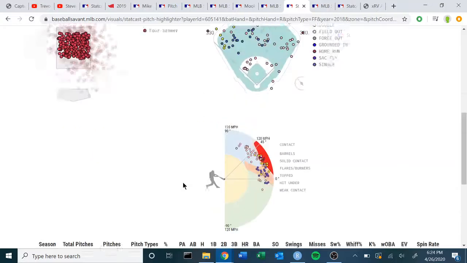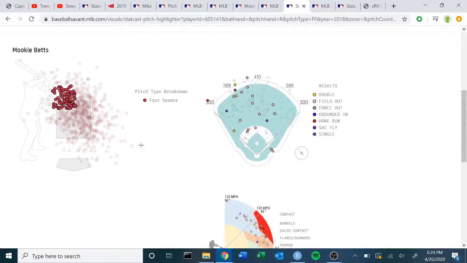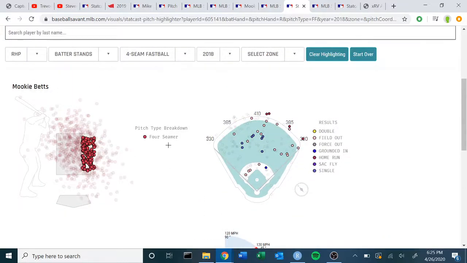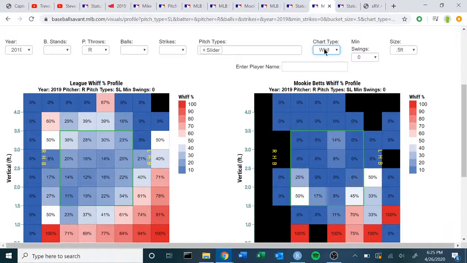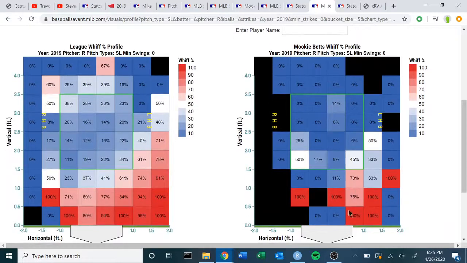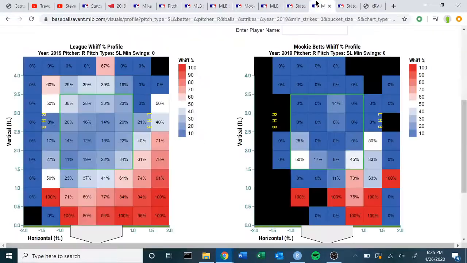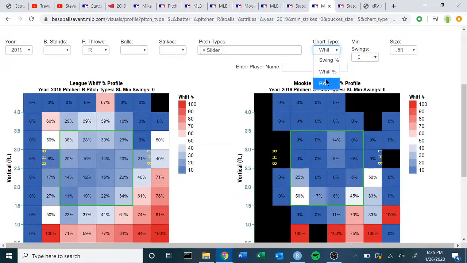His wOBA is .493, which is very good. If we look at fastballs up and in, his wOBA is .375, which is still pretty good. If we look at the away region here, wOBA .433, very good. So Mookie Betts is clearly a good fastball hitter. If you're Mike Clevenger, you might want to plan on not throwing a ton of fastballs, or just executing them very well. When it comes to the slider, Mookie Betts is definitely susceptible low and outside. That's, again, where Clevenger seems to throw his slider and where a lot of pitchers throw their sliders. So this could be a problem spot for Mookie.